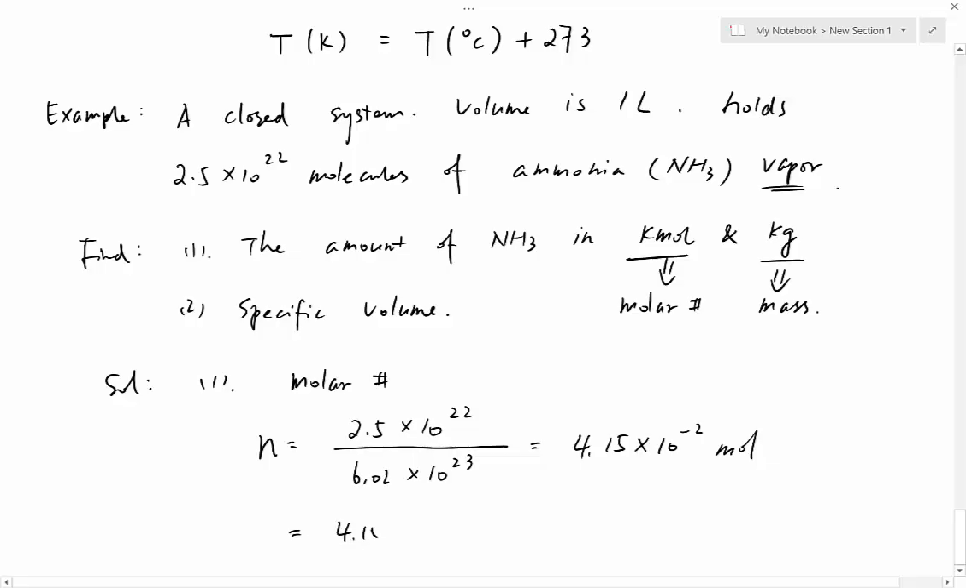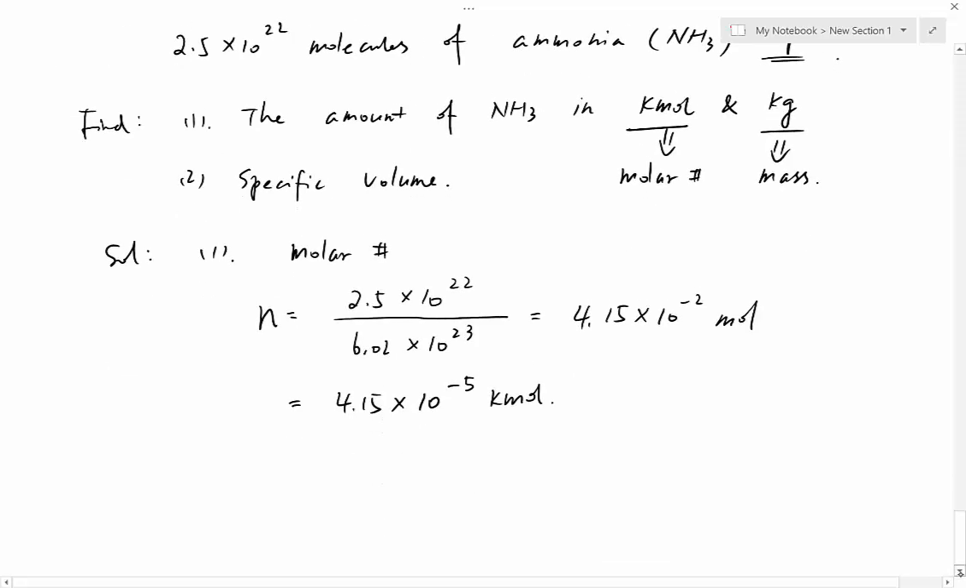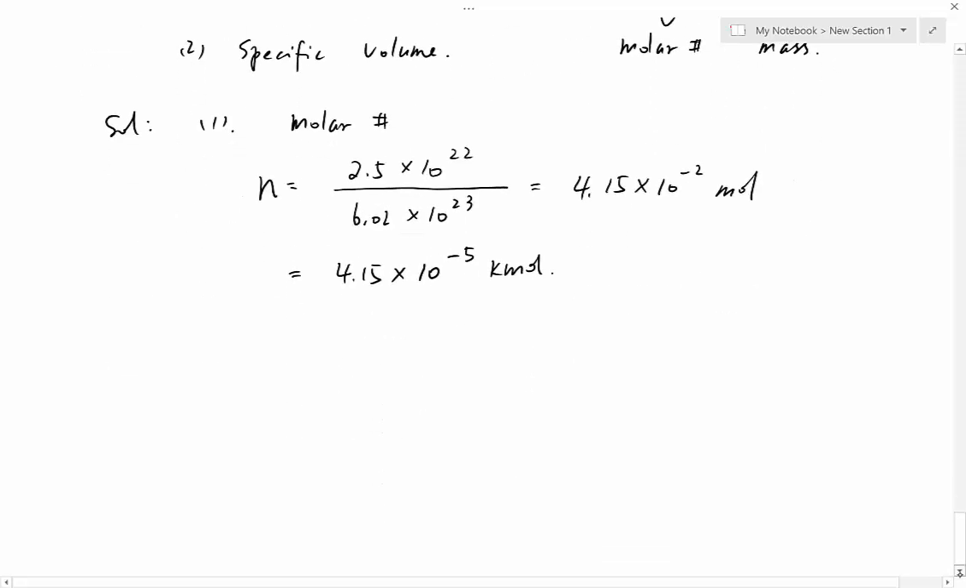So just do one more step, convert mole to kilomole. So 4.15 times 10 to, this time what? Negative 5 kilomole, because kilo means 10 to negative 3. So in total, that's negative 5. So that's part 1, molar number. And next one, mass.